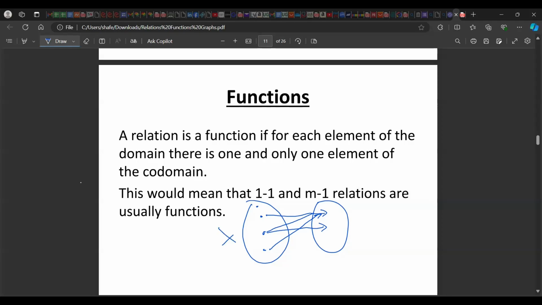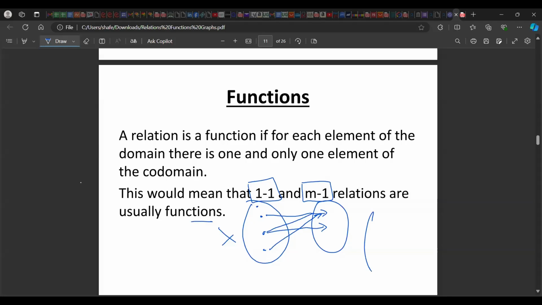And to help you a little, all one-to-one relations and all many-to-one relations are functions. Just to give you a little help in terms of the arrow diagrams. So if you see a one-to-one relation, yes, it's a function. If there's a many-to-one relation, it's also a function. But remember, you can be fooled.